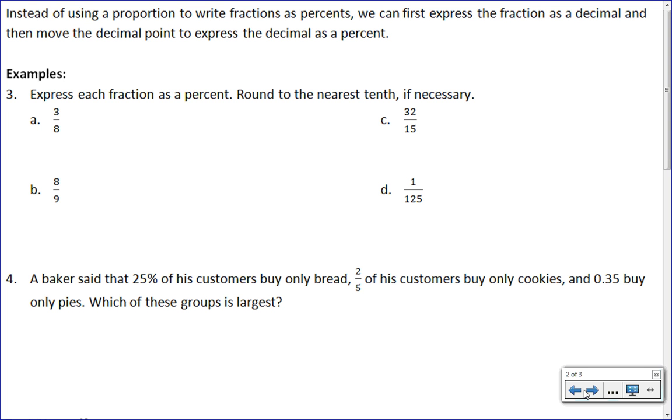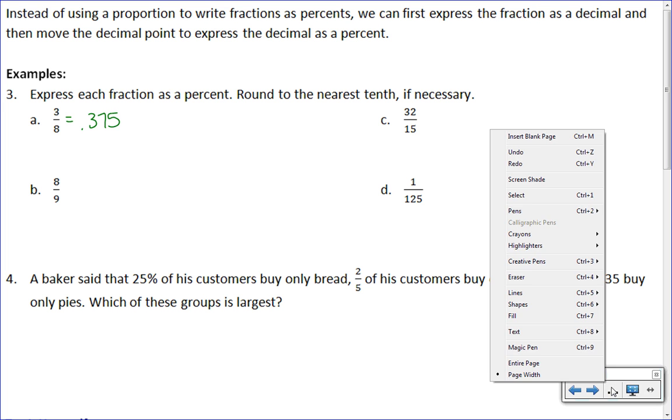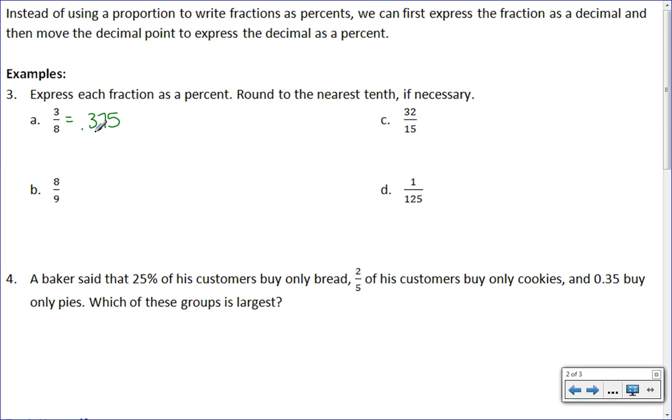So for example 3, express each fraction as a percent, round to the nearest tenth if necessary. Okay, so the first thing we will do is change this fraction to a decimal. And remember, to do that, we divide the numerator by the denominator. So grab your calculator and divide 3 by 8. And you should get 0.375. Once we have that as a decimal, we can now change that to a percent by moving the decimal place 1, 2 times, and that's equal to 37.5 percent.